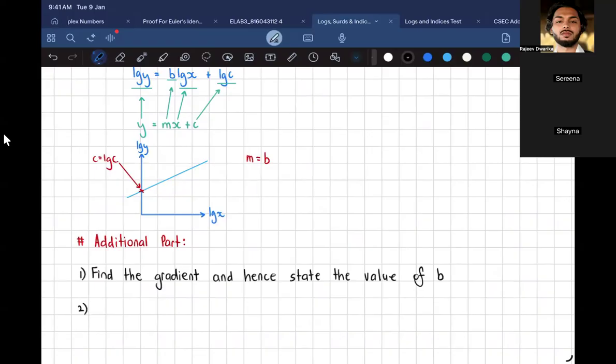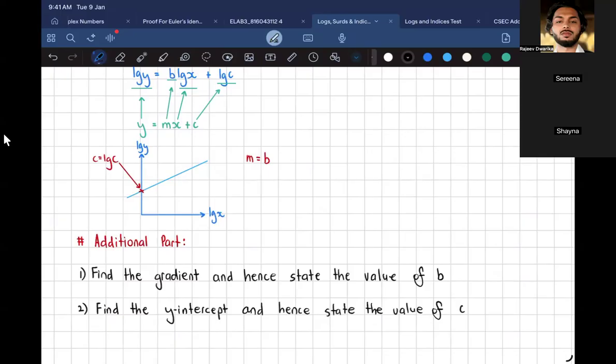Another question would be: find the y-intercept and hence state the value of c.